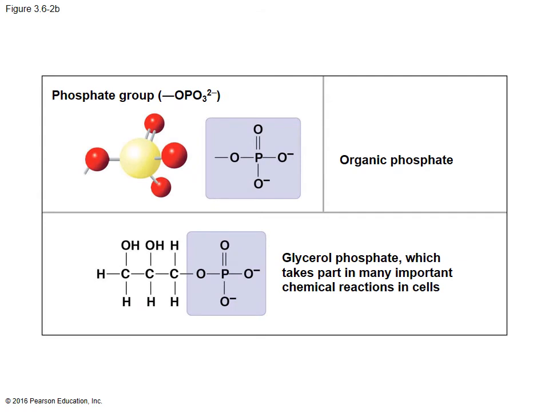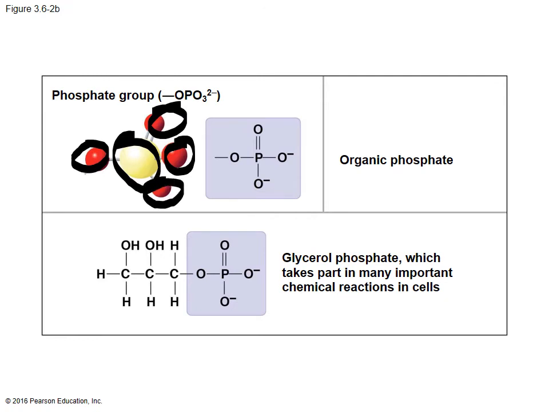This is a phosphate group. So this large molecule in the center is phosphorus. It's surrounded by 4 oxygen atoms. Notice that the oxygens are carrying a negative charge. This has to deal with the distribution of the electrons around this atom.